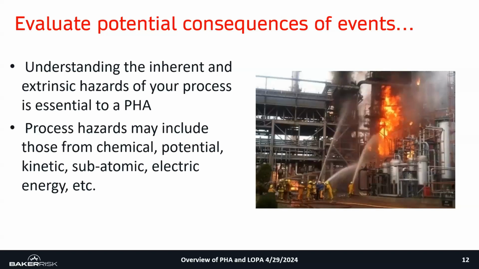So once you identify what can go wrong, what you want to do is assess the potential consequence. So how bad can it be? It's very important for the PHA team to understand the inherent and extrinsic hazards of your process so that you can fully assess the scenario and the potential consequences. Process hazards may come from the inherent chemical properties. It could be potential kinetic, subatomic, or electrical energy associated with a system that could create a consequence.